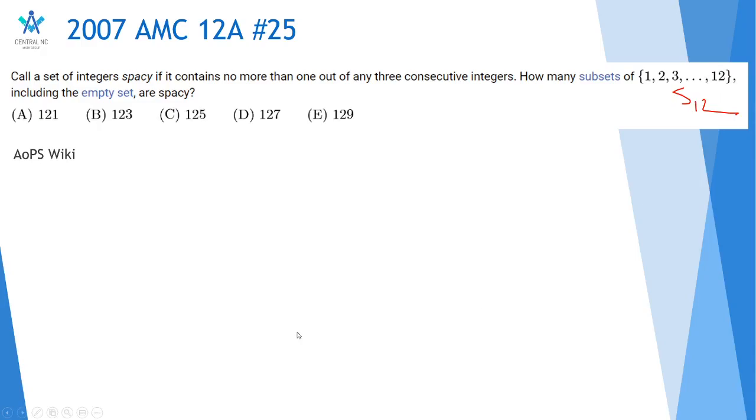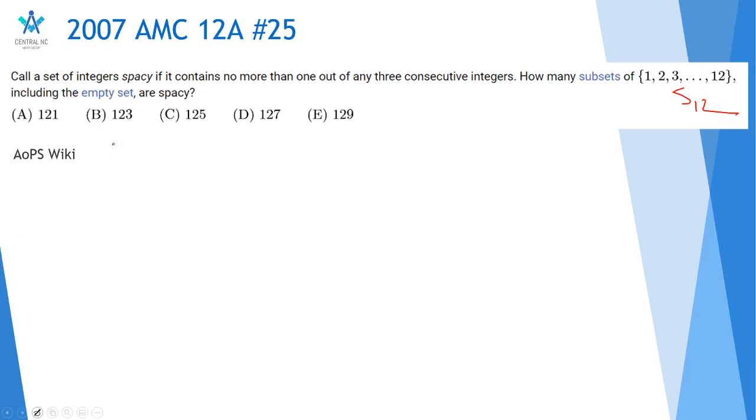Call a set of integers spacey if it contains no more than 1 out of any 3 consecutive integers. How many subsets of 1 through 12, including the empty set, are spacey? So you can start doing the algebra on this, and it's going to get complicated real quick, especially with the answer choices here. You don't want to mess with those. So let's try to find an approach.